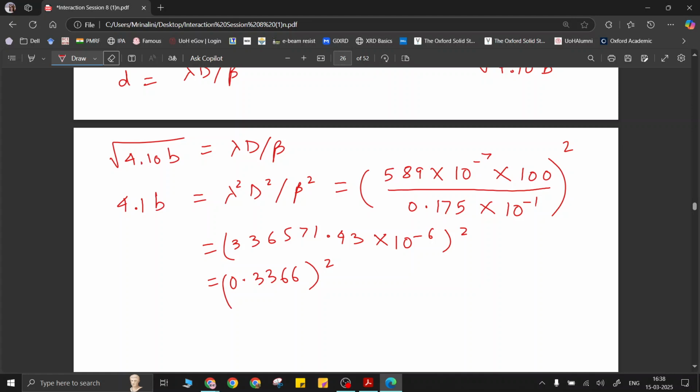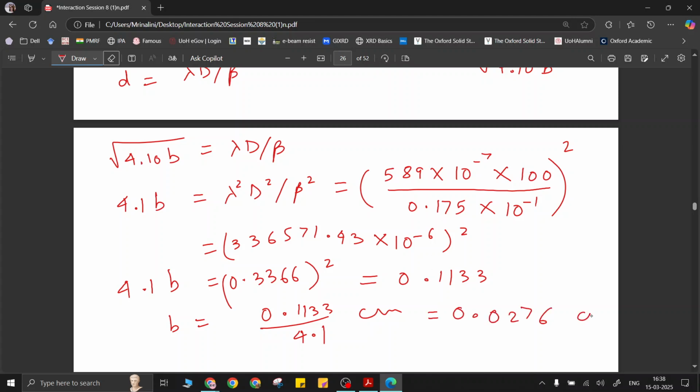Now the square of this thing, 0.3366 times 0.3366. This will be 0.1133. Now this is actually equal to 4.1 times b. So b will become 0.1133 divided by 4.1. This should be in centimeters. This will give us 0.0276 centimeter.